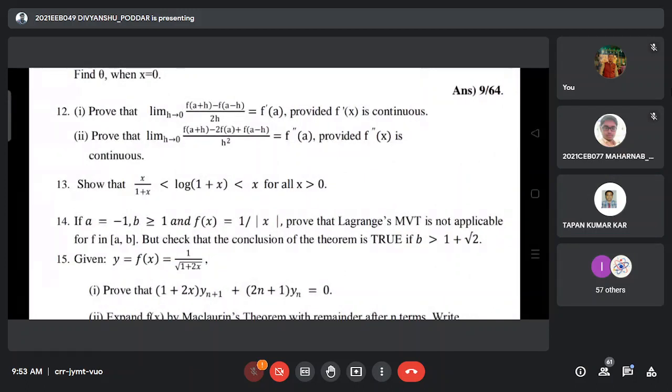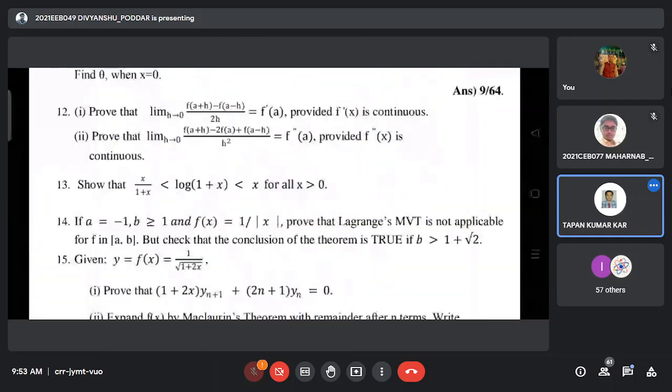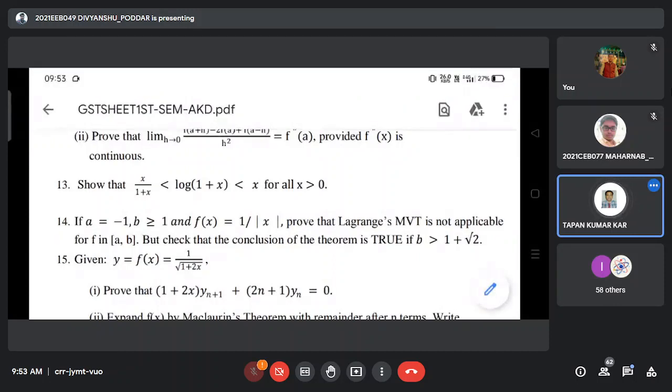Then, sir, there is one more problem, question number 14. If a equal to -1, b greater than or equal to 1, and fx equal to 1 by mod x, prove that Lagrange's mean value theorem is not applicable for f in AB, but check that the conclusion of the theorem is true if b greater than 1 plus root 2.